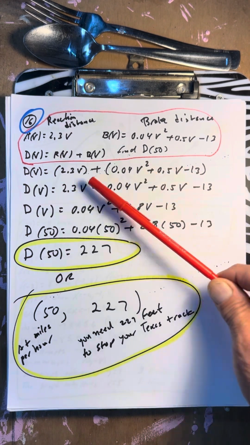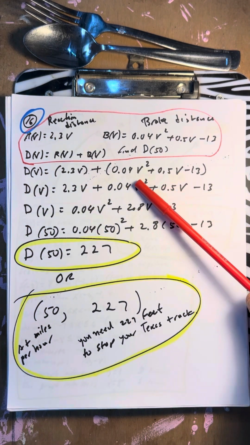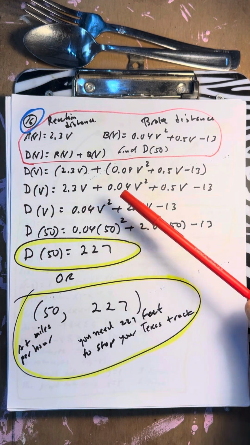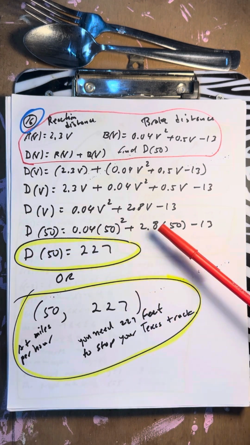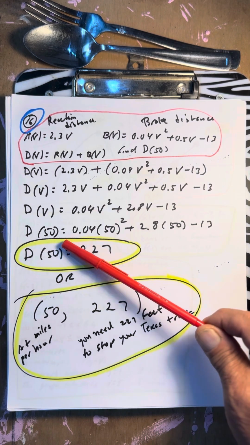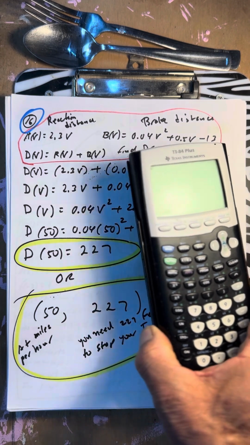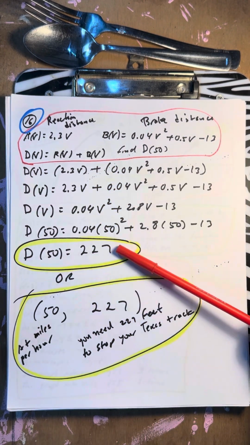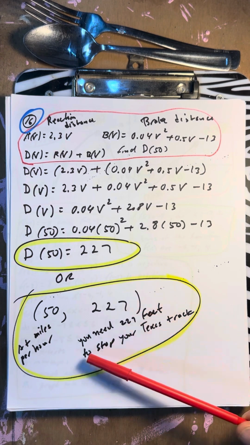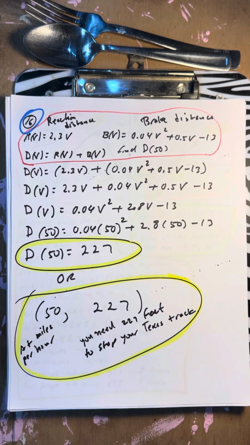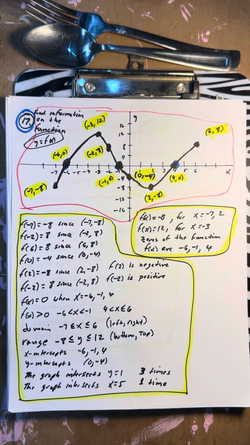So, put all this stuff together. Take the braces off. You have this number, this number, this number. Put it together. Like terms, it's going to be 0.04 v squared, 2.8 v minus 13. Now put 50. You're at 50 miles an hour. At 50 miles an hour, put this in the calculator again, of course, and you're going to get 227. So at 50 miles an hour, you need 227 feet to stop your Texas truck. That's the total.